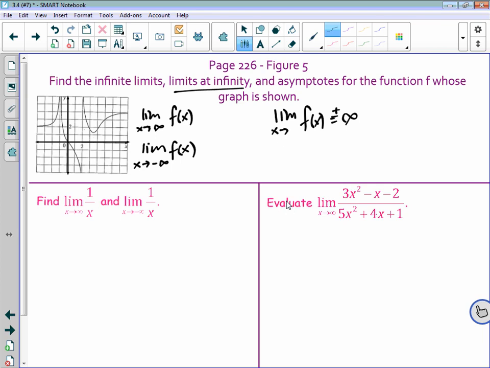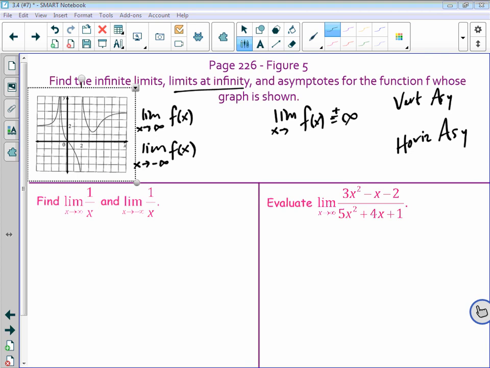Sometimes you have to approach it from one side and the other side because they're going to different values, and then find the asymptotes. So you should have some vertical asymptotes, and you should have some horizontal asymptotes. And write those as functions, obviously linear functions. I'll give you guys a minute to try those, and if you have a question, you can ask me or someone else here.